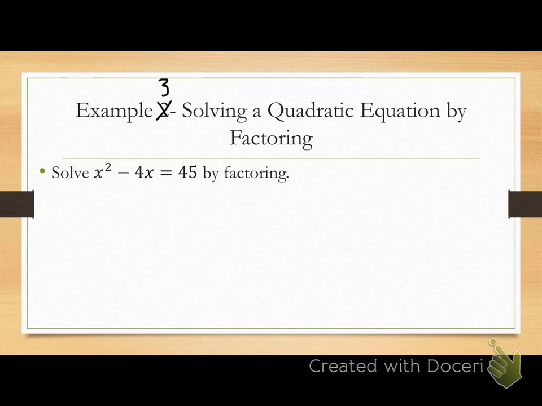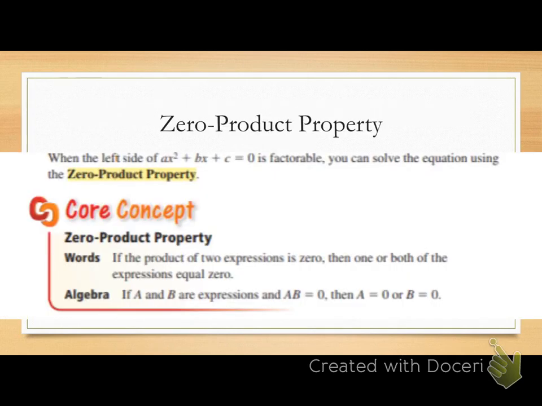So solve x squared minus 4x equals 45 by factoring. Okay, so over here, a and b are expressions. If I take this and factor it, I'd get x plus something times x plus something. So x plus something would be a, and this other x plus something would be b. That's what a and b are representing there. Does that make sense?